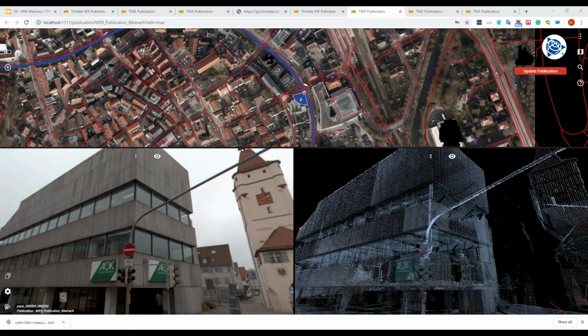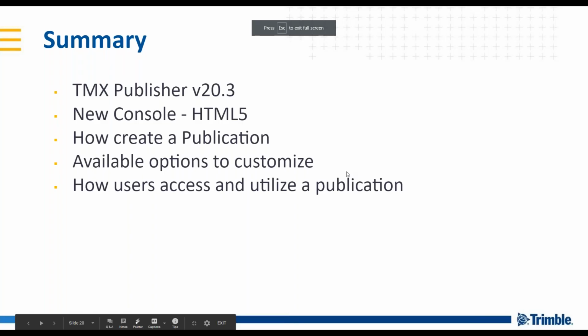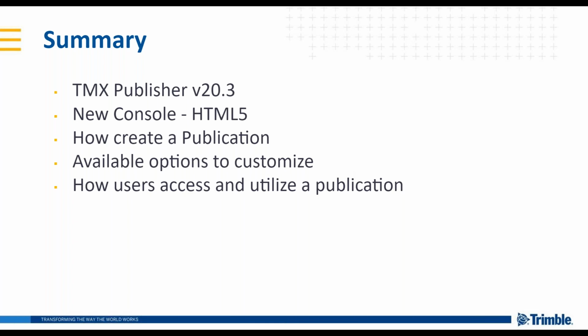So that's it, I think, from my side for this hands-on software. As a summary, today we introduced the Trimble MX Publisher in version 20.3, and we worked on the new controller in the HTML5 version, and we created the publication and modified the publication as well. We can also customize our publication with our available resources, and the end user can access and utilize the publication with the publication URL link.